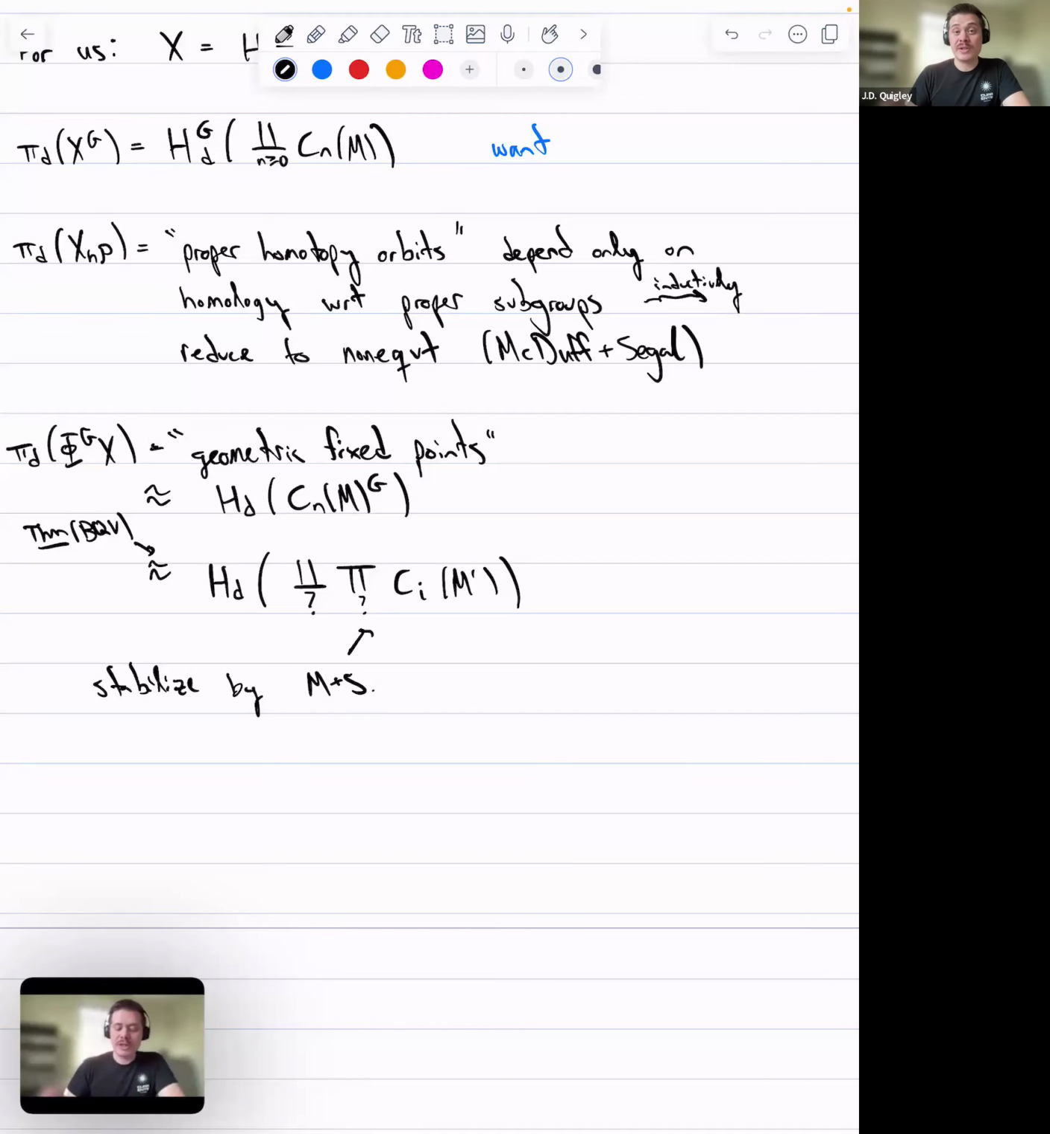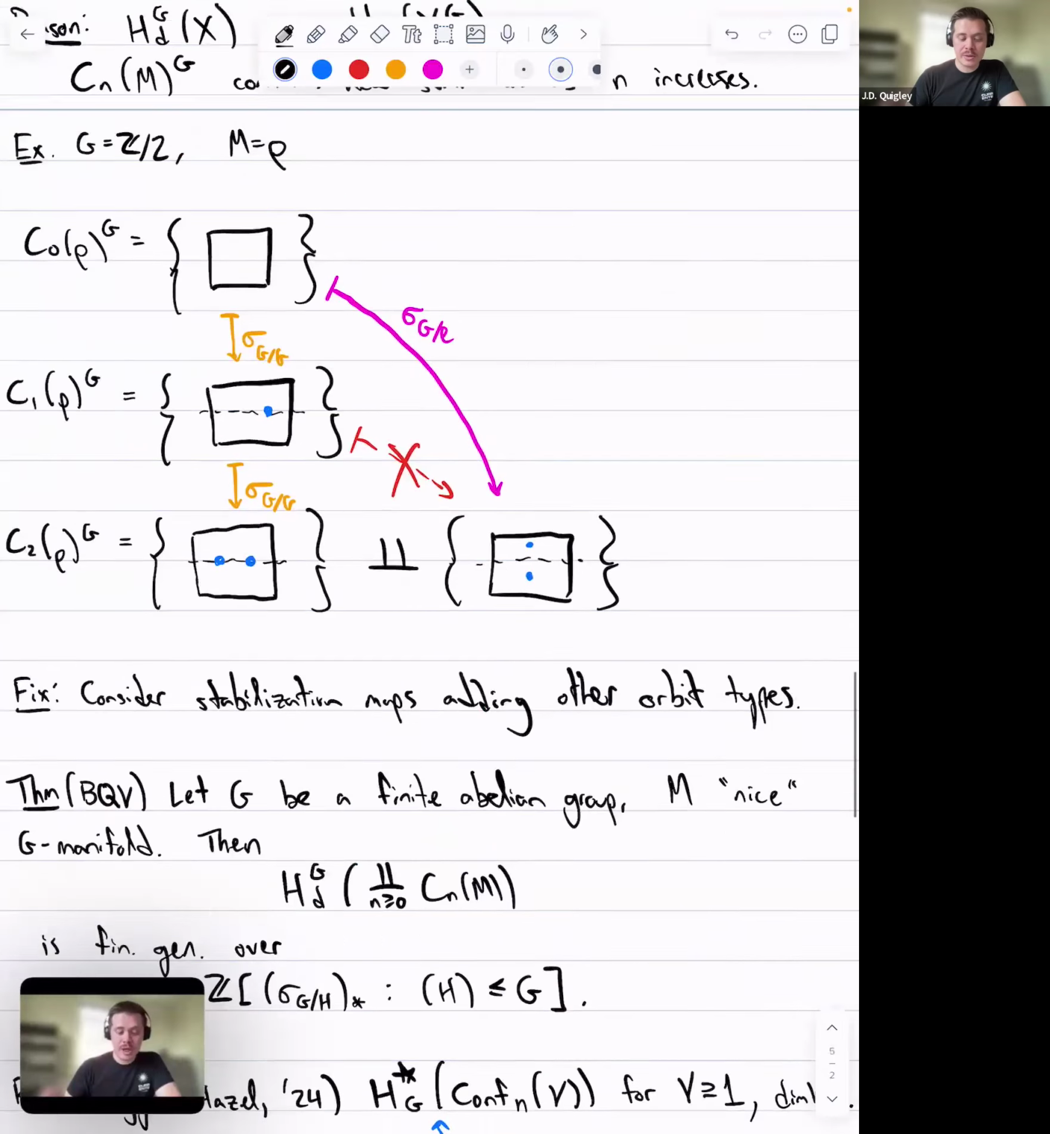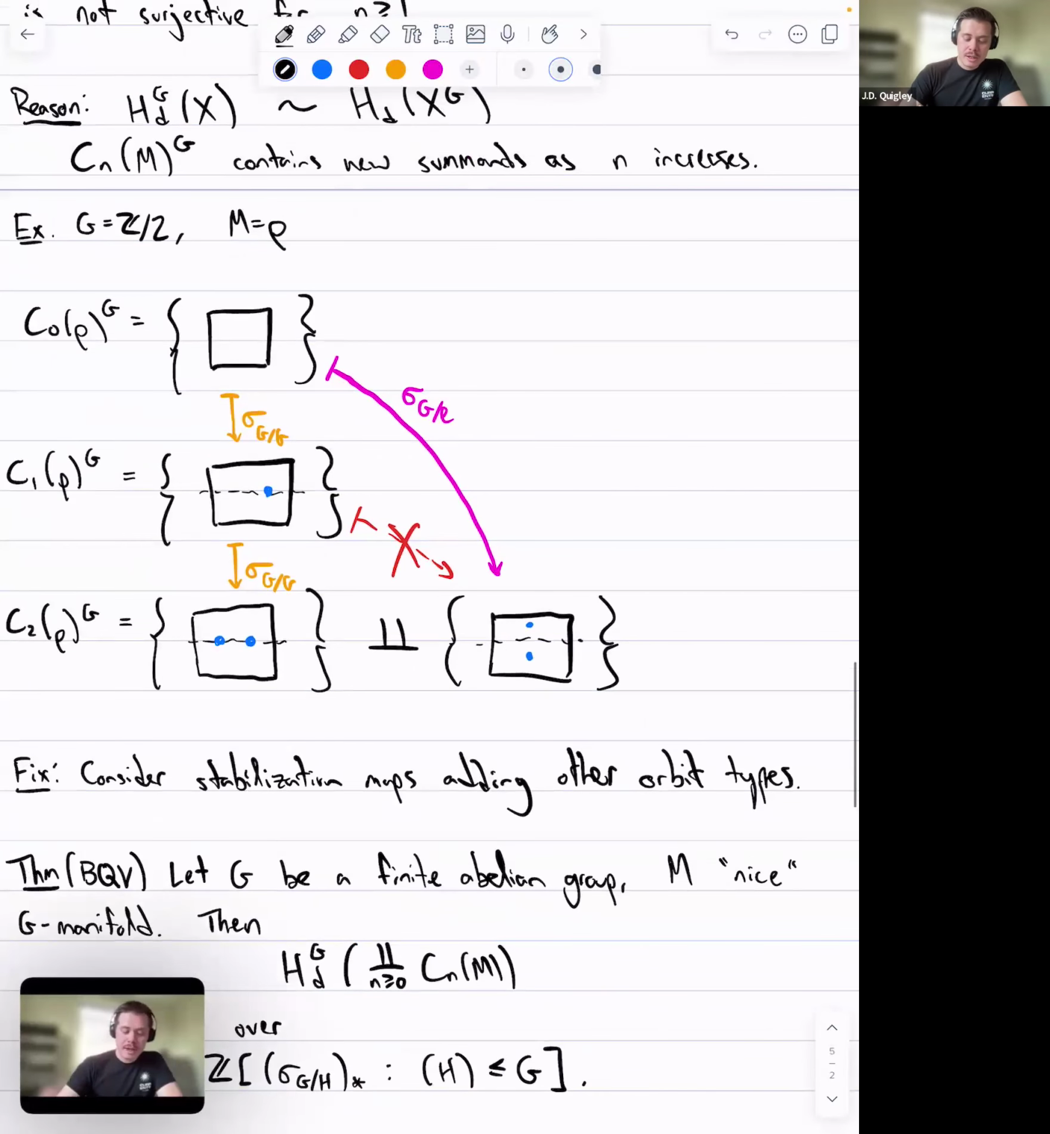Let me try to give an example of this splitting of the fixed points back in this picture. Let me start with C1 of rho G. So what is this really? I'm taking configurations of one fixed point. So that's the same thing as C1 of rho G, which I can think of as, say, like configurations of one point in R.